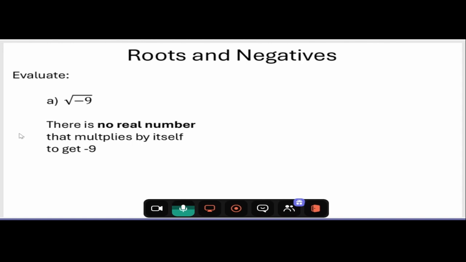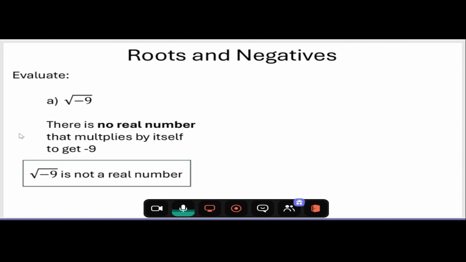So we say there is no real number, or we might say that the square root of negative 9 is not a real number, right? We can't do it when we're just talking about the real numbers that you know of when we think of our number line.